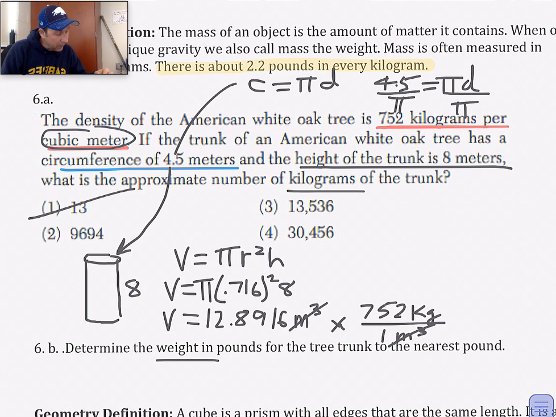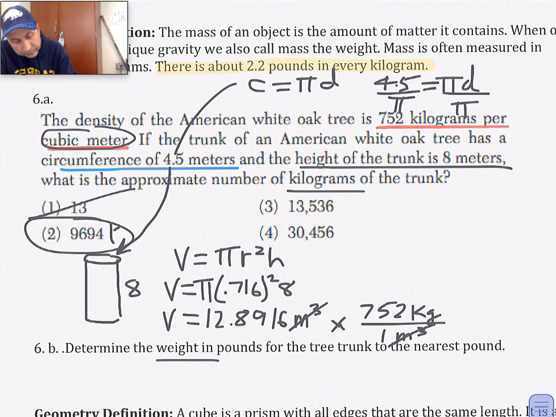So multiply that by 752, or in a math class, and you find out that there's about 9,694 kilograms total. Now, how heavy is it for someone in America that doesn't know what a kilogram is? Well, that's when you can actually use the conversion, that there's about 2.2 pounds in every kilogram. Or I think it might be exactly 2.2.